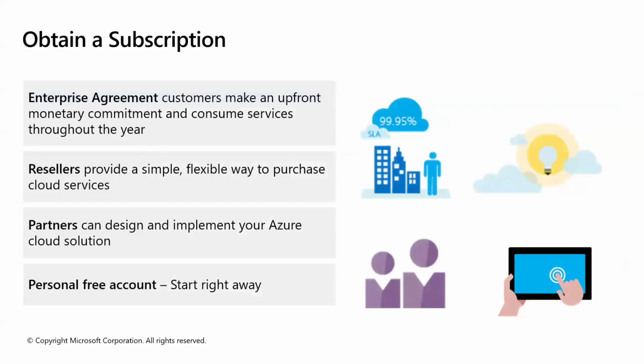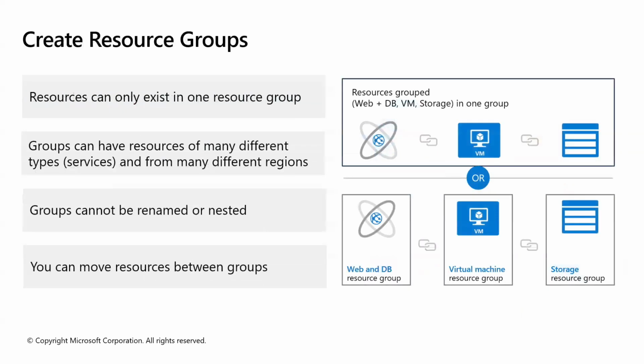See, again, enterprise agreements you can take from vendors. There are resellers, cloud service providers, all these. I'm basically talking about vendors only. Different cloud service providers are there, different vendors are there, all these things. Or the last thing is you can go and create a personal free account. Understand? That's how you can get a subscription and what types of subscriptions you have.